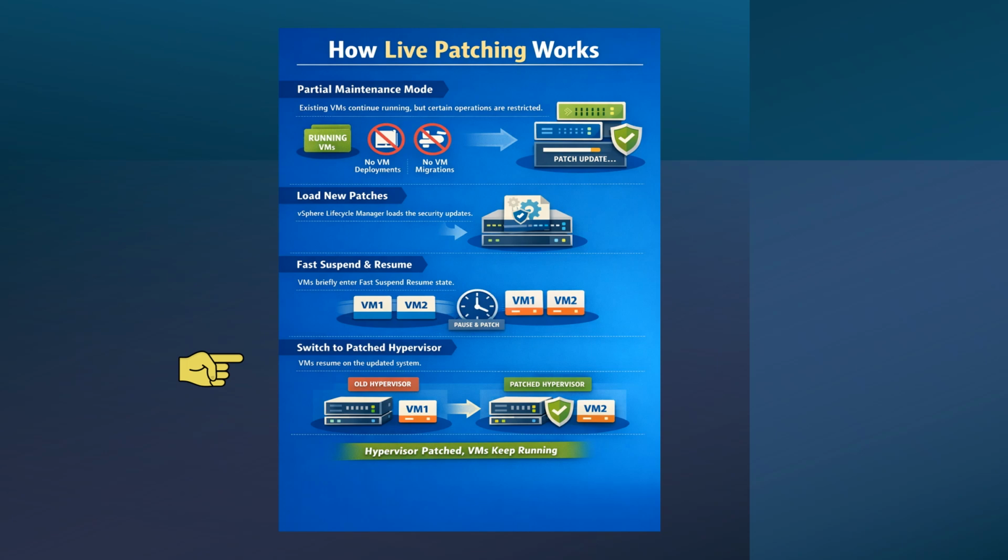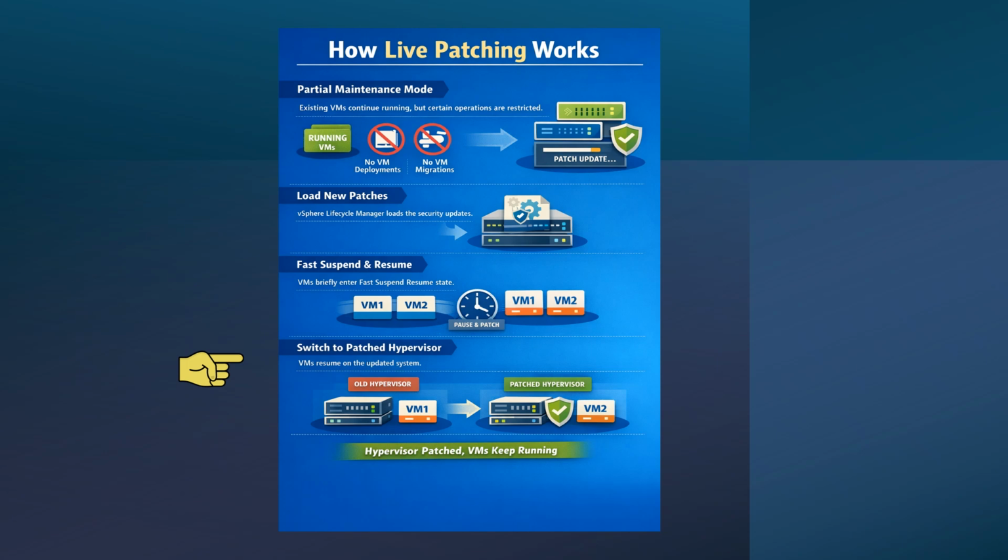Then finally switch to patched hypervisor. After the FSR process completes, virtual machine resumes operation on the updated hypervisor. Now the ESXi host is fully patched, but workloads never had to leave the host. That is one of the main advantages of using live patching, right? So we successfully applied updates while VMs kept running.